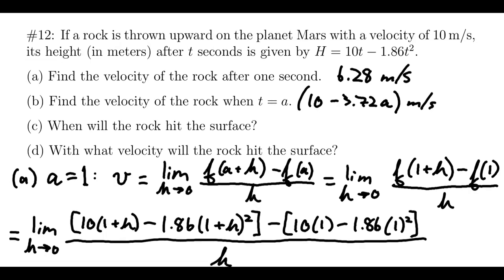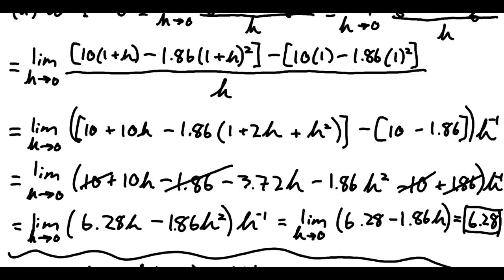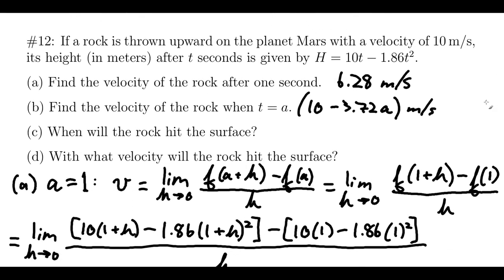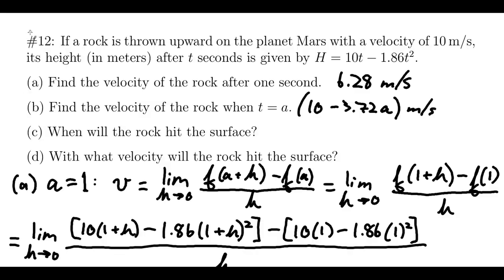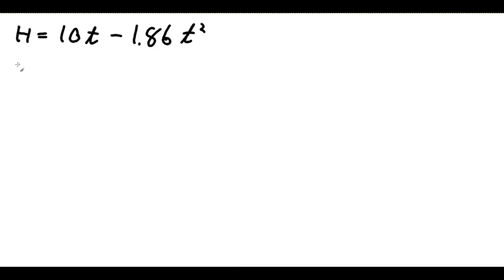Part C asks us, when will the rock hit the surface? Do I have enough time to do that? Or not time, but space. I guess I could, but let's just go ahead and pop over to some extra workspace here. We have h equals 10t minus 1.86t squared, right? Yes. And for part C, we're asked, when will the rock hit the surface?